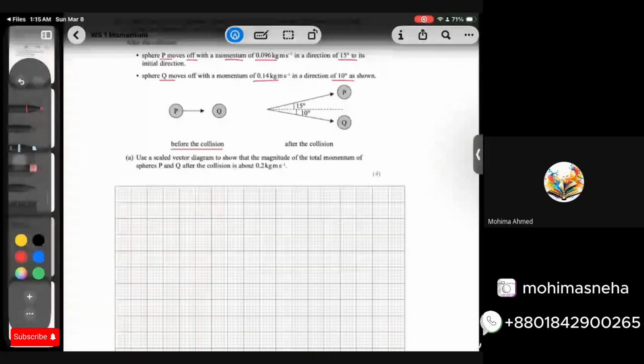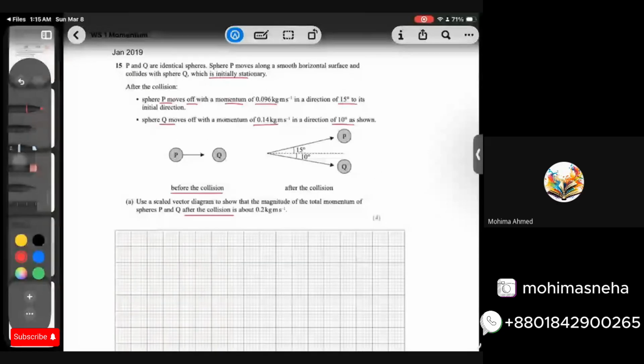And we need to draw a diagram for this, use a scale diagram to show that the magnitude of the total momentum of the spheres P and Q after the collision is about 0.2. For after the collision, you're supposed to only do this, not for the initial collision. They're asking that, after the collision, the total momentum for P and Q is about 0.2. You just have to show that from this diagram. So first thing over here, this is actually a vector diagram with two vector quantities acting, right?